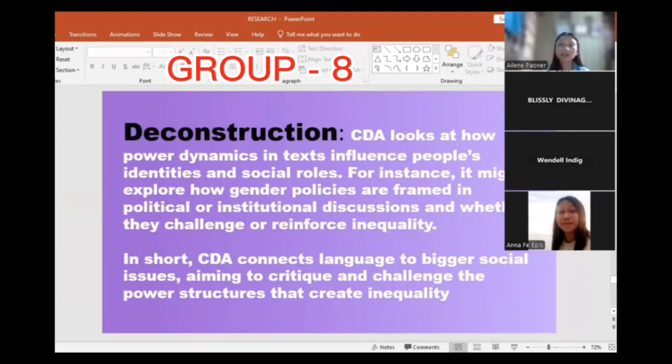Deconstruction. CDA looks at how power dynamics in text influence people's identities and social roles. For instance, it might explore how gender policies are framed in political or institutional discussion and whether they challenge or reinforce inequality. In short, CDA connects language to bigger social issues, aiming to critique and challenge the power structures that create inequality.